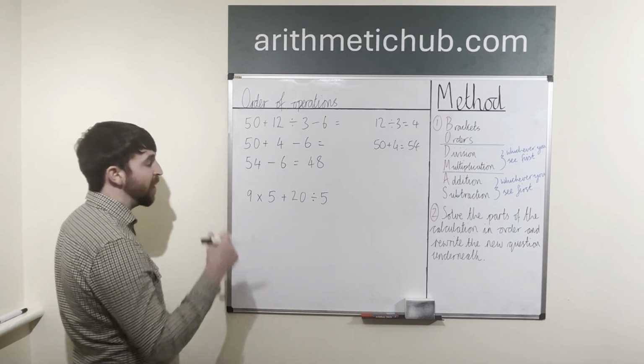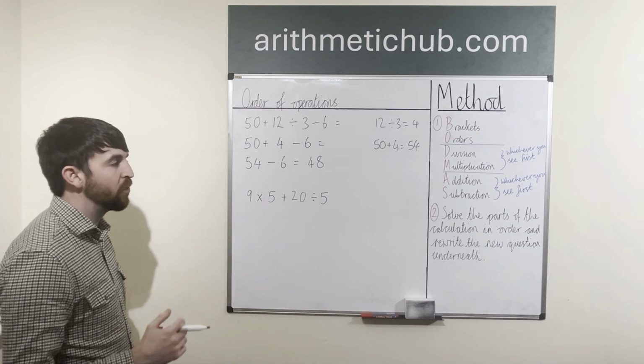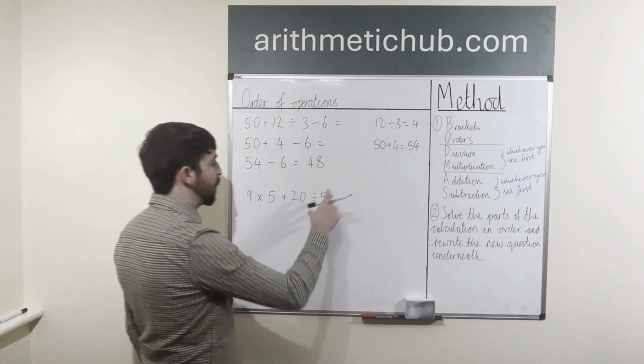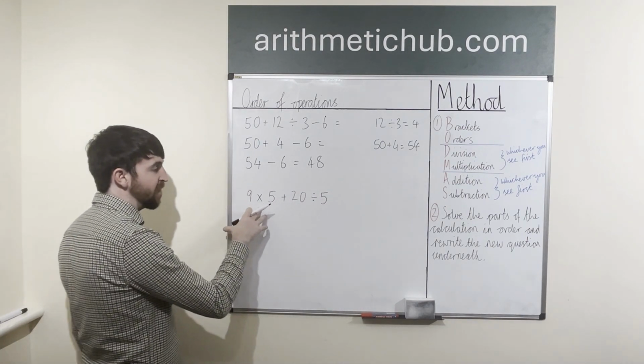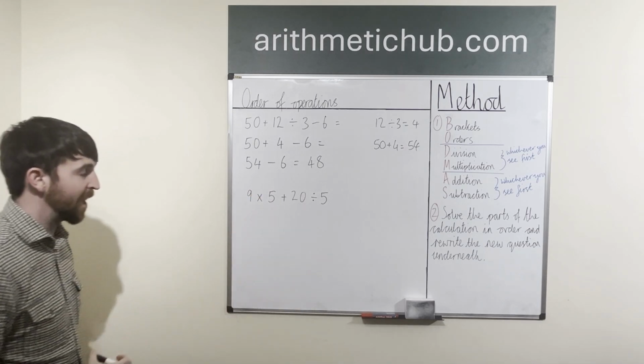Okay, so first thing, do I have any brackets? You can see I've not got any brackets. Do I have any orders? Squared, cubes? I don't, okay? Division or multiplication? Now my multiplication is first in the question, my division is last. But they're both worth the same, so I'm going to do the multiplication first.